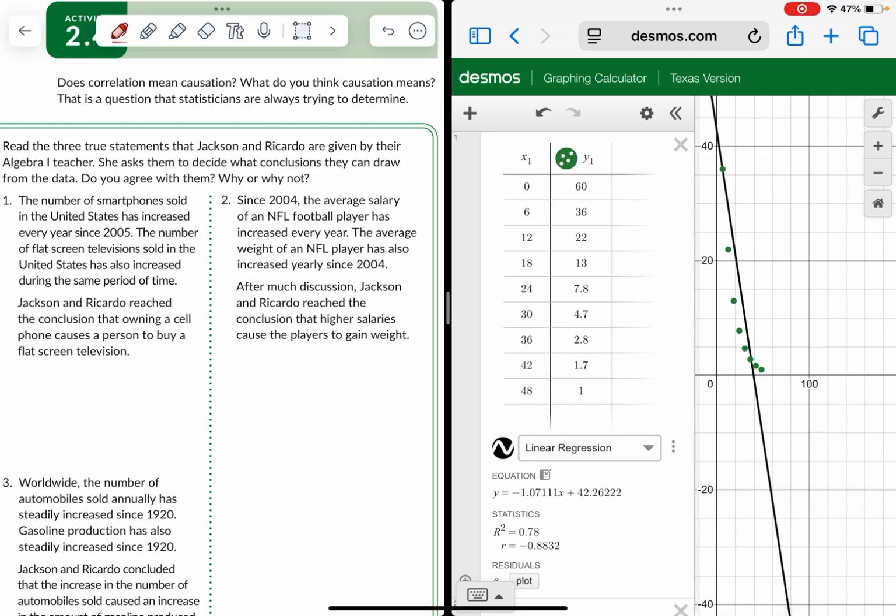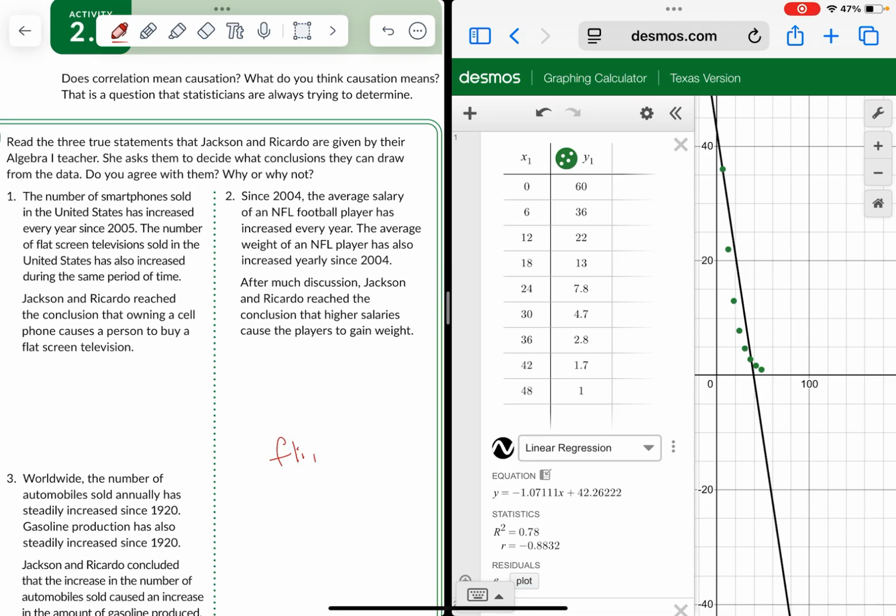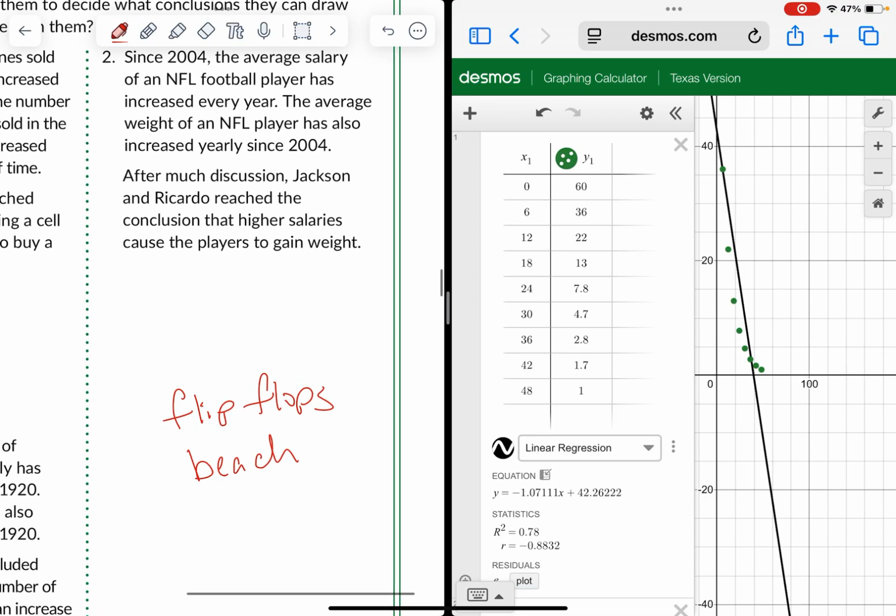If you see a bunch of people one day wearing flip-flops, and you also see a bunch of people going to the beach, is flip-flops causing people to go to the beach? Is the beach causing people to wear flip-flops? Or are they just related, but it's not cause and effect? Okay? I would argue that they are related, but it's not because of cause and effect. Because why are people wearing flip-flops? Probably because it's warm outside. Why are people going to the beach? Probably because it's warm outside.